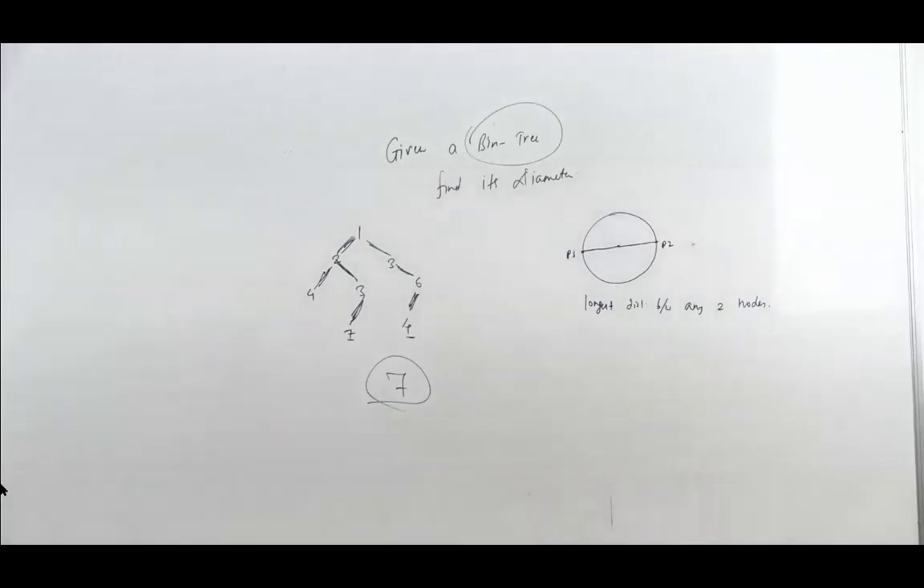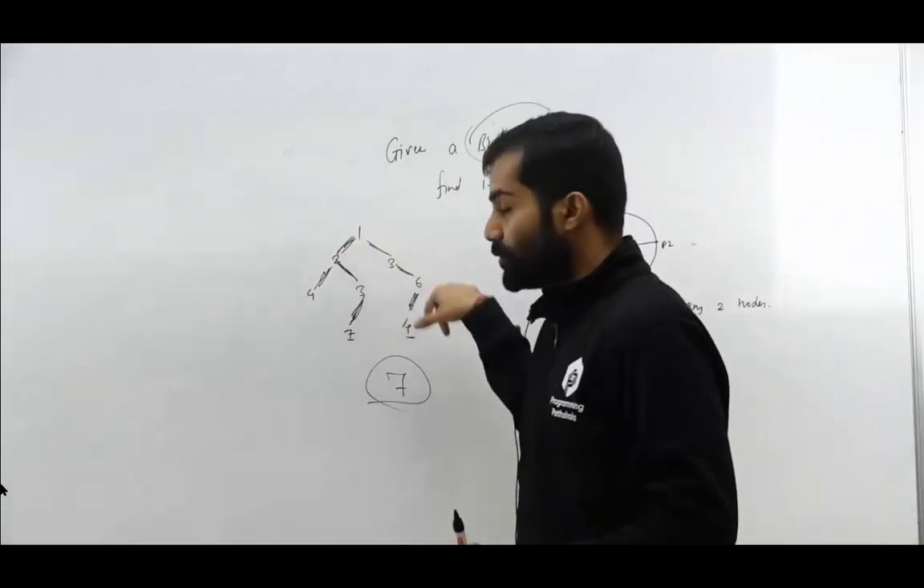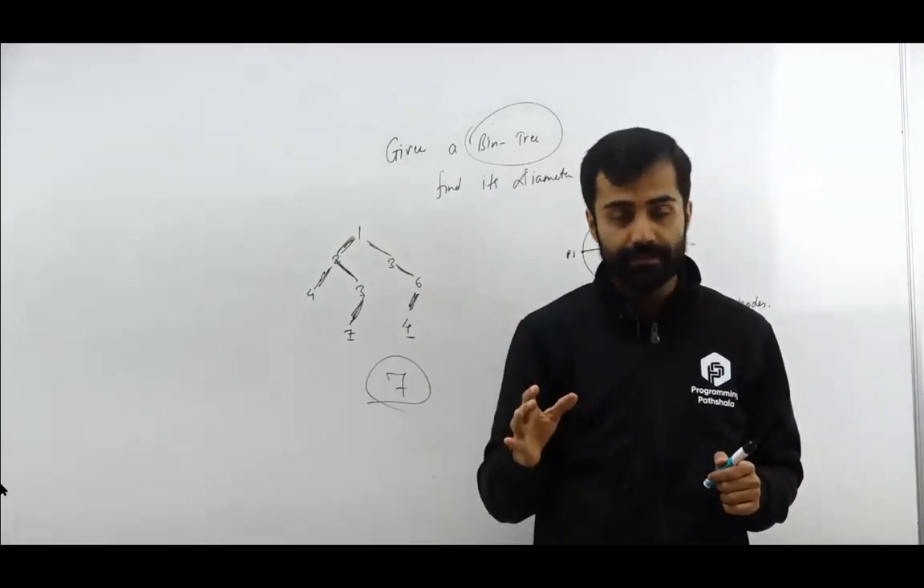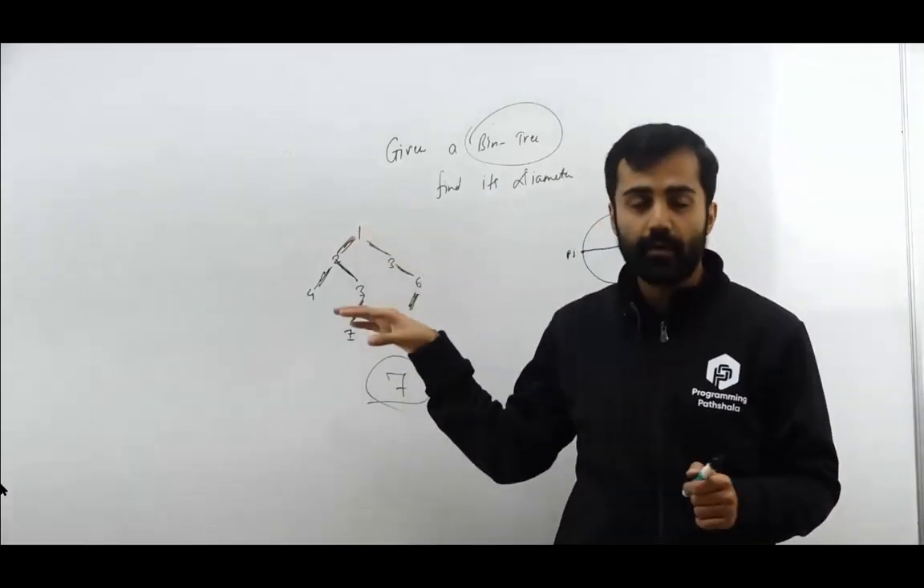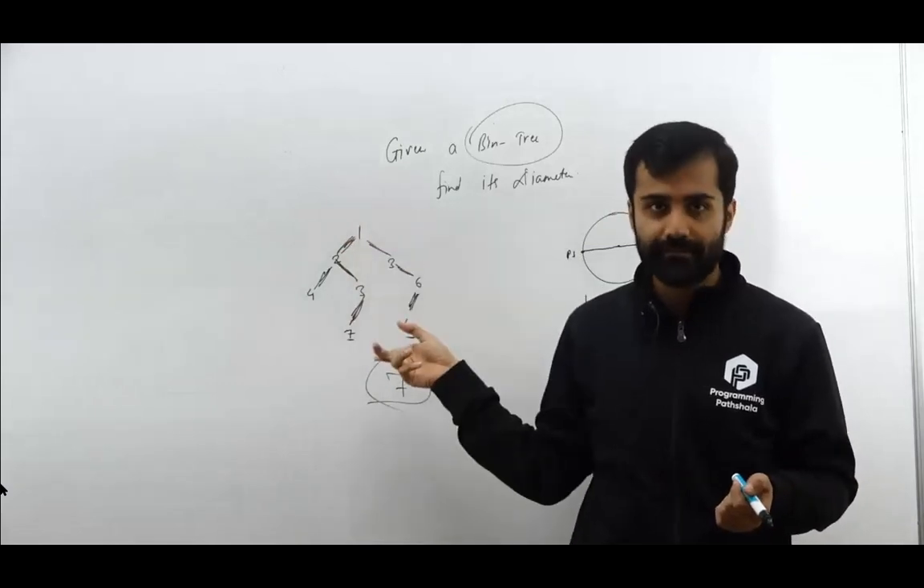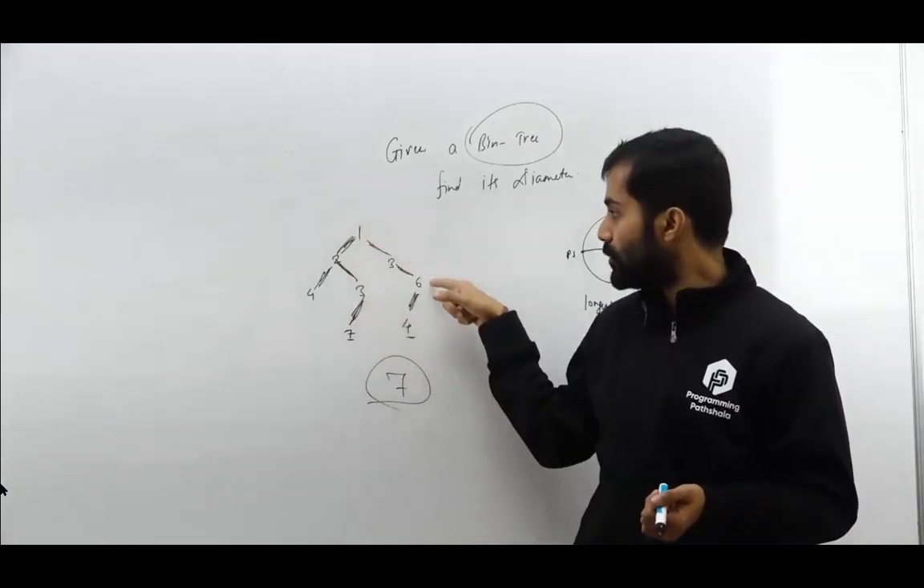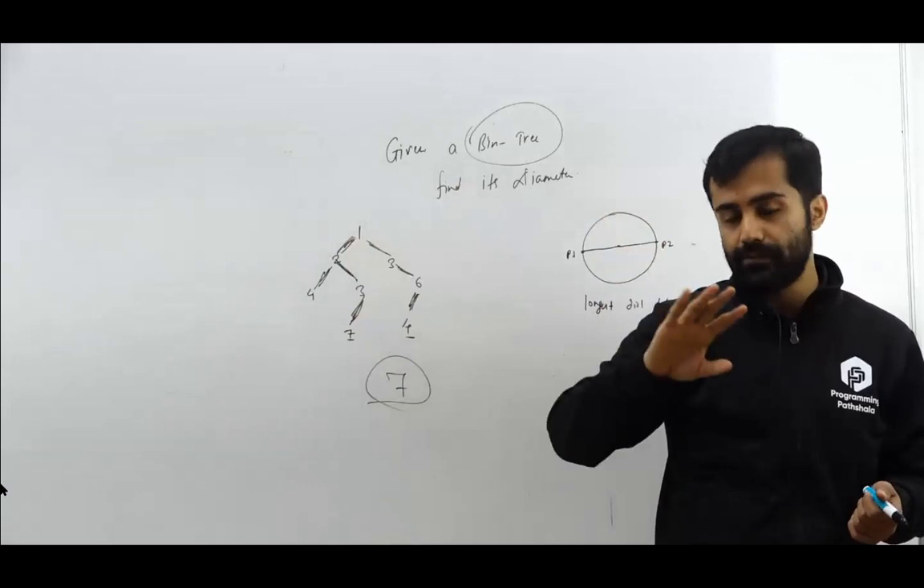By the way, one of you asked whether it's the number of edges and not the nodes. Again, I'll tell you it's just a convention. Certain people count the number of edges, certain people count the number of nodes. I am counting the number of nodes. So for me, the number of nodes determines the length of the path. It's not the number of edges.